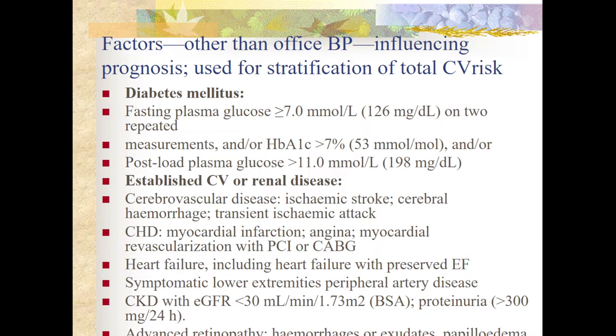Chronic kidney disease with glomerular filtration rate less than 30 milliliter per minute, or proteinuria more than 300 milligram per 24 hours. Advanced retinopathy, hemorrhages or exudates, papilledema. Risk factors which were used for stratification of total cardiovascular risk.